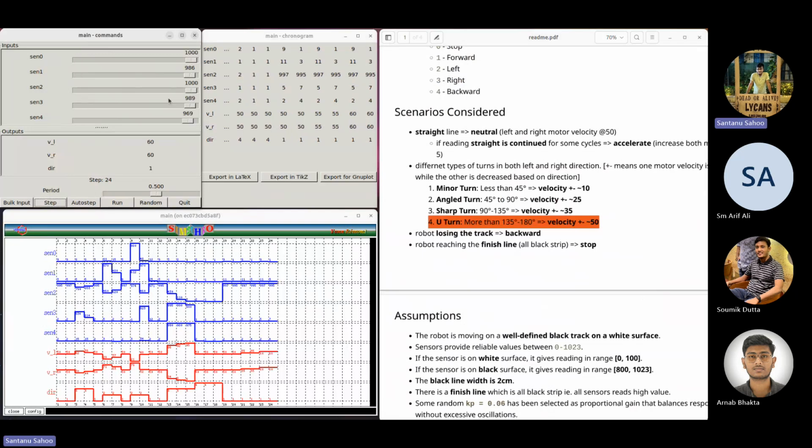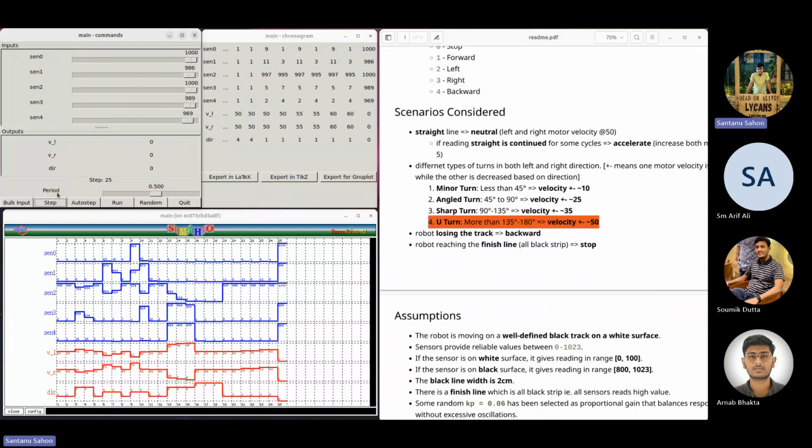And finally we have reached the end. All the sensors are on a black strip, so all of them become high. We should stop. So now direction is 0, which means we have stopped, and all the velocities are also 0. So this is our demo. Yep, that's it. Thank you.